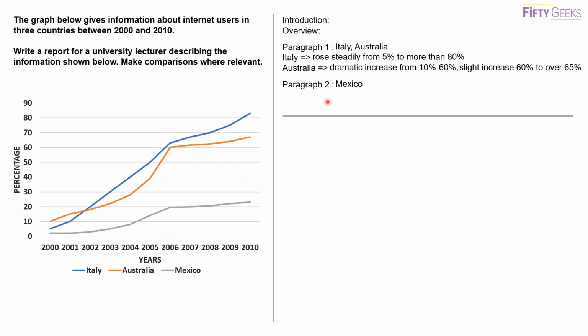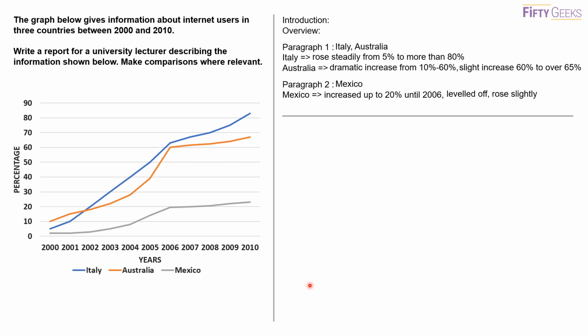Now we will write about Mexico in the second body paragraph. In Mexico, the number of internet users increased slowly at first and then stayed the same for the next 3 years and then increased slightly until 2010. I will write, in Mexico, the percentage increased up to 20% until 2006, then leveled off, and then rose slightly. We will express these features in our writing.